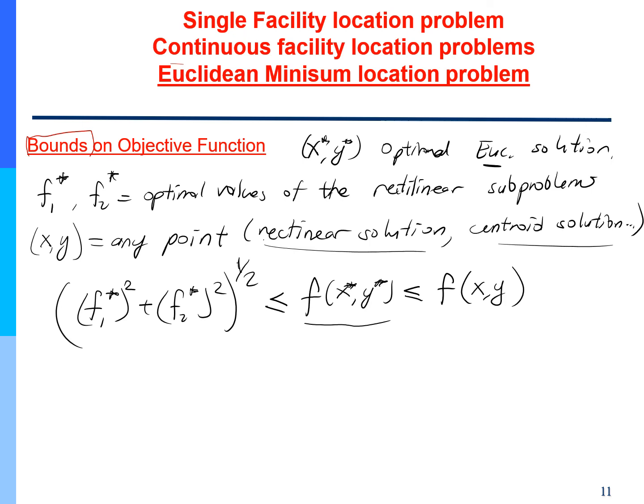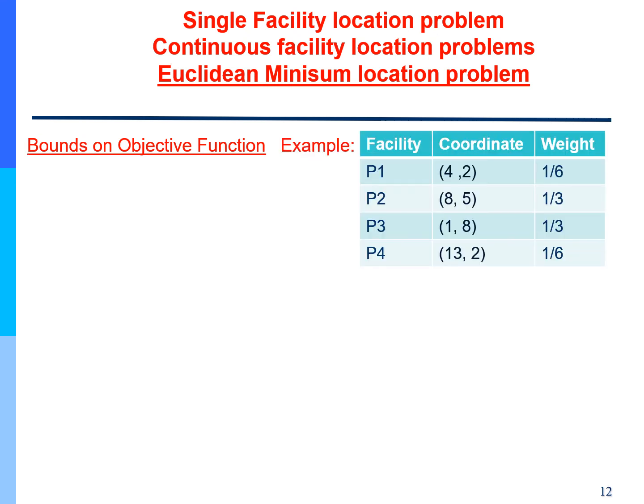Okay, so how can we make use of this lower bound? Let me explain it with an example. And with an example, this formula altogether will be much clearer. Okay, let's consider this problem. There are four existing facilities. Their coordinates are given, their weights are given. Okay, and we want to find the optimal Euclidean coordinates. The problem is the Euclidean minisum problem.